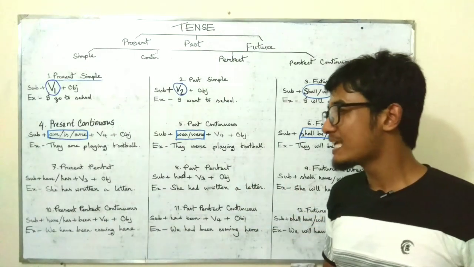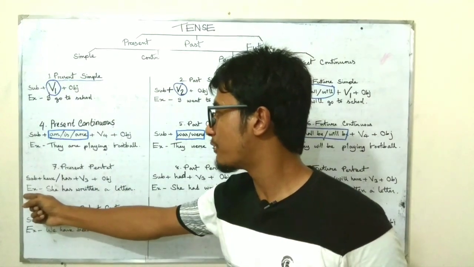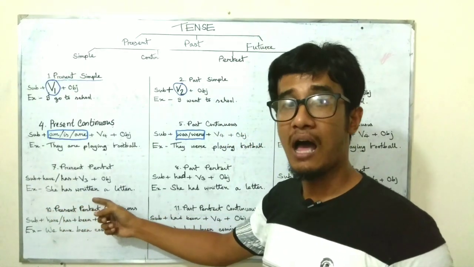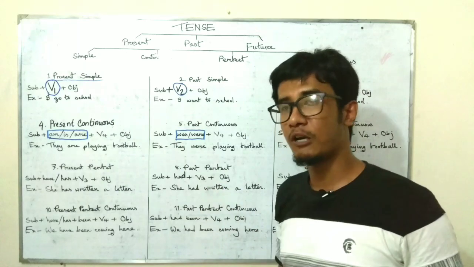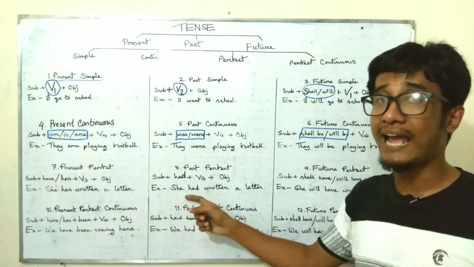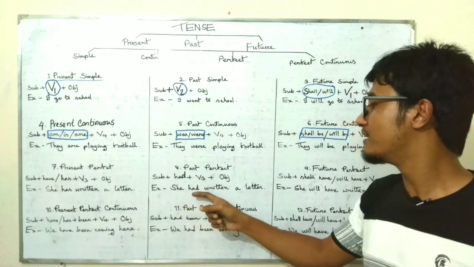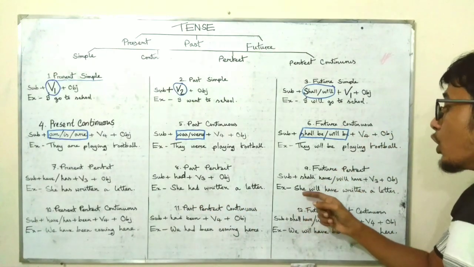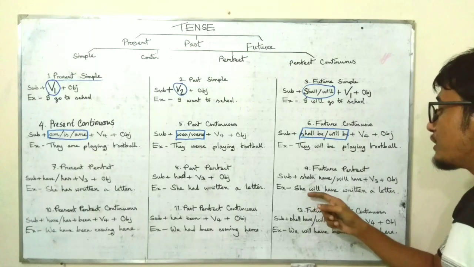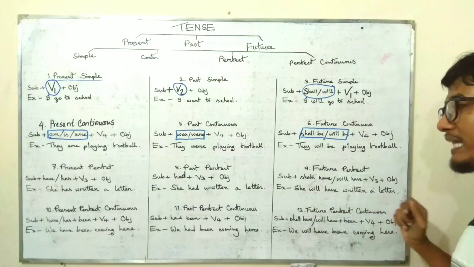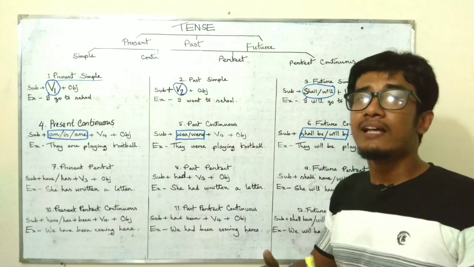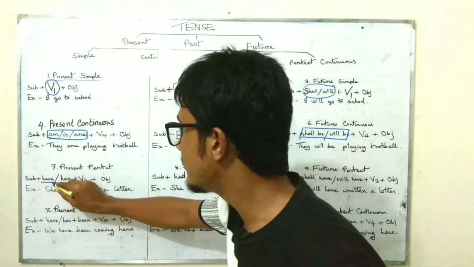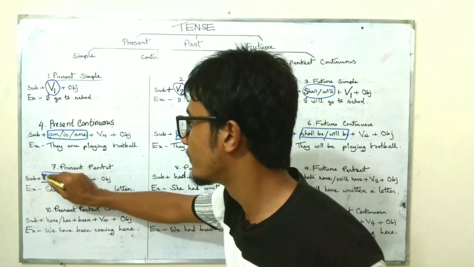So let's see the examples. In present perfect, I have written, she has written a letter. In past perfect, she, not has, had. She had written a letter. And in future perfect, she, not have or had, she will have written a letter. So you have seen the structure is almost the same, only the changes in auxiliary verbs.